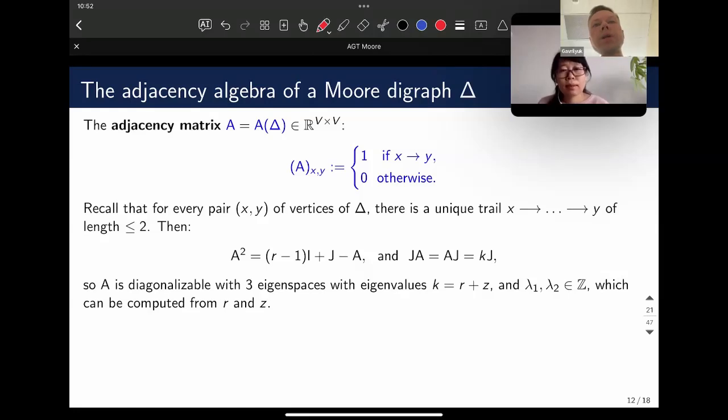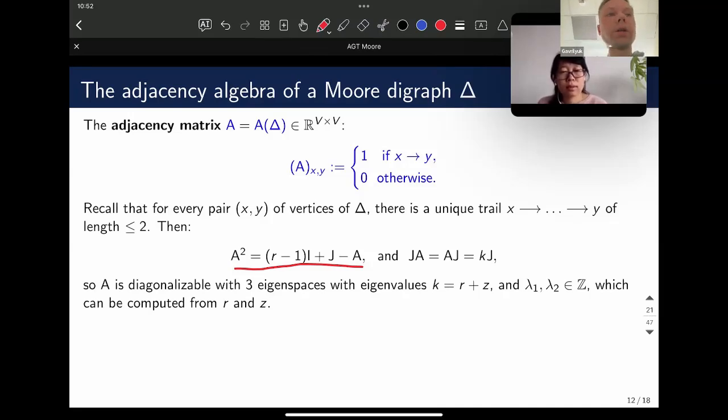Now, since we have this unique trail property, we can compute the square of the adjacency matrix. Using the unique trail property, we can show that A squared equals this formula. And also, since the graph is regular, we also know that J times the adjacency matrix equals A times J equals k times J. Here J is the all ones matrix, and I is the identity matrix, of course.